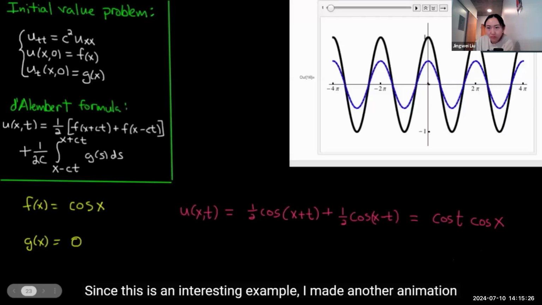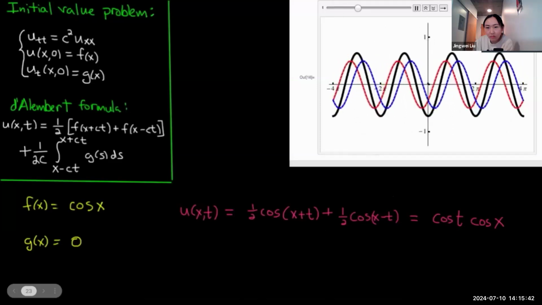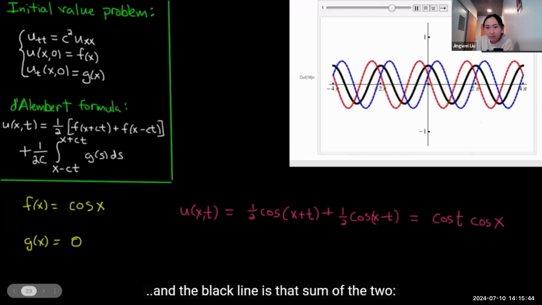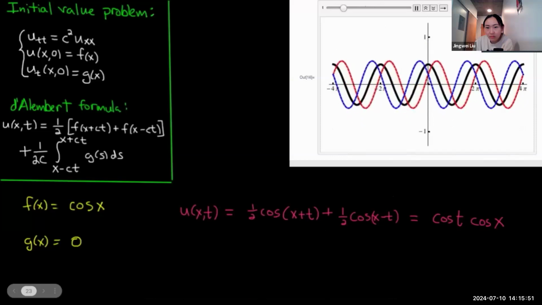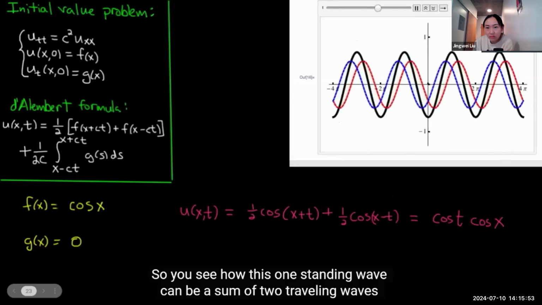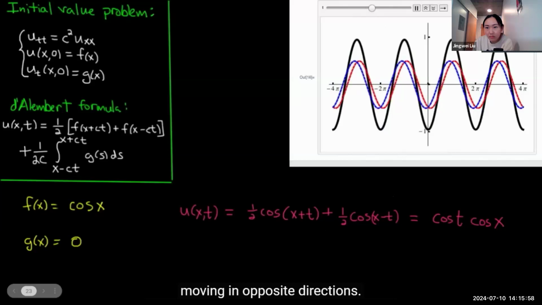Since this is kind of an interesting example, I made another animation where we see in solid black the original function u, and in blue we'll see the left moving wave, and in red we'll see the right moving wave. Now the black line is the sum of the two, so it's the combination of the heights. So you see how this one standing wave can be a sum of two traveling waves moving in opposite directions.